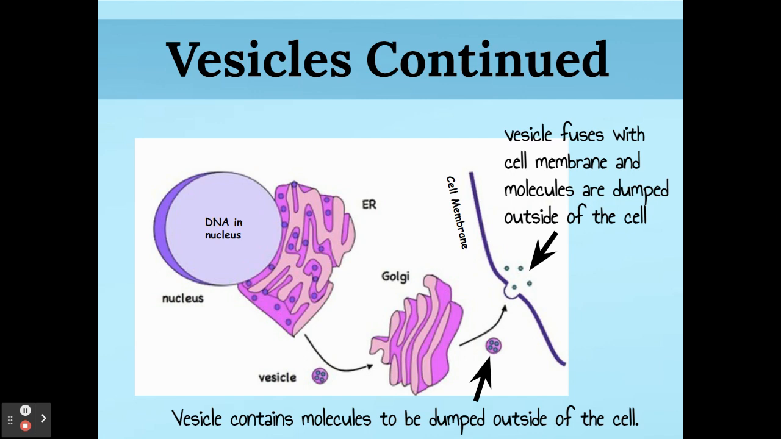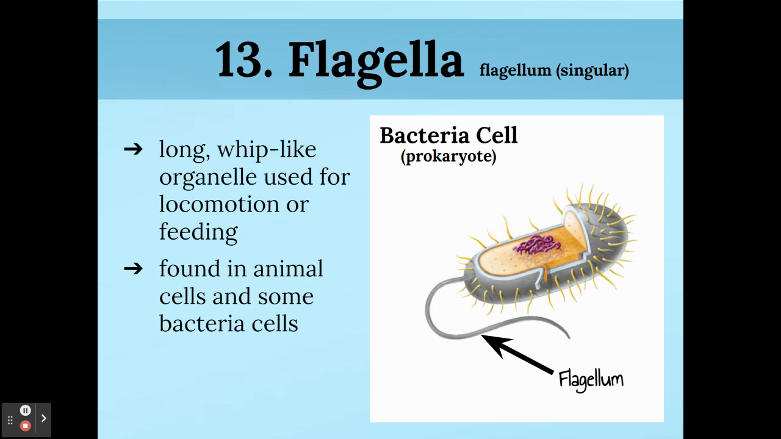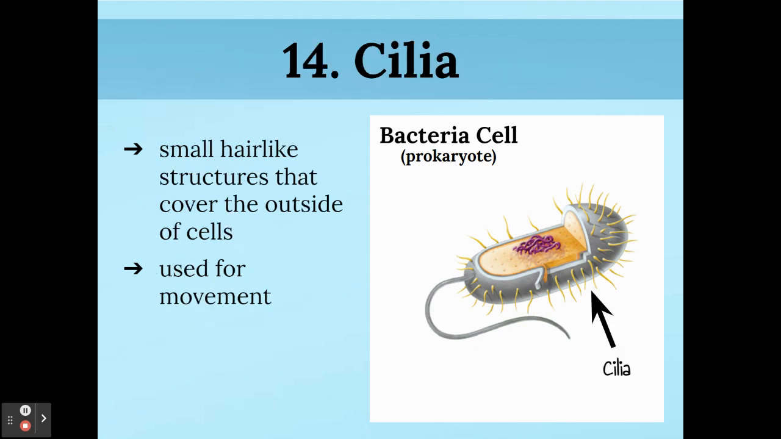A flagella is going to be found on some cells, animal bacteria cells. It's used for movement, so it's kind of like a long tail, whips it around, and it can use that to move. Cilia are going to be also found on the outside of a cell surface. They're smaller than a flagella. They're used for movement. They're not quite as big as that long tail-like flagella structure.